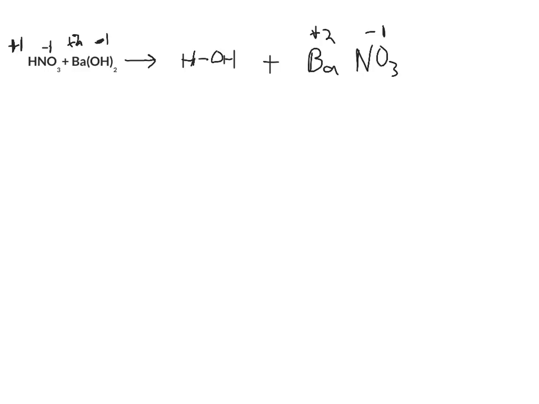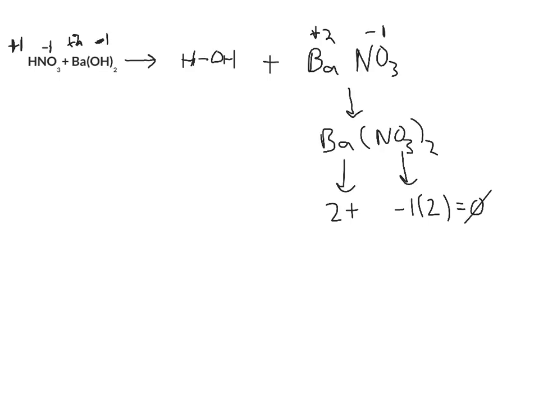So in order to write that correctly, you have to make sure that the charges cancel each other out. Recall from chapter 2, we have 2 nitrates, -1 each, and 1 barium cation, 2+. That should balance. We double check ourselves: 2+, nitrate is -1, but there are 2 of them. That sums to 0.